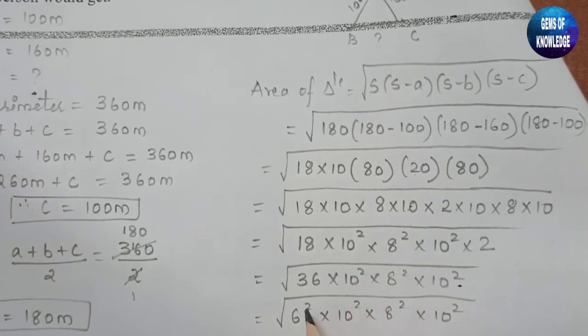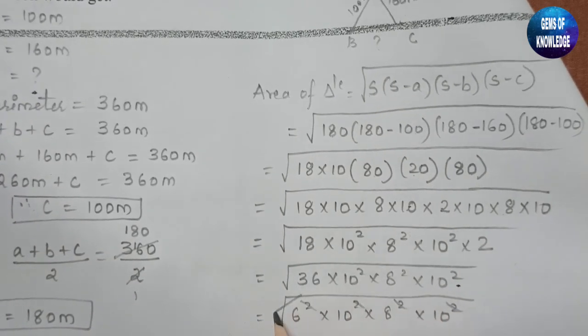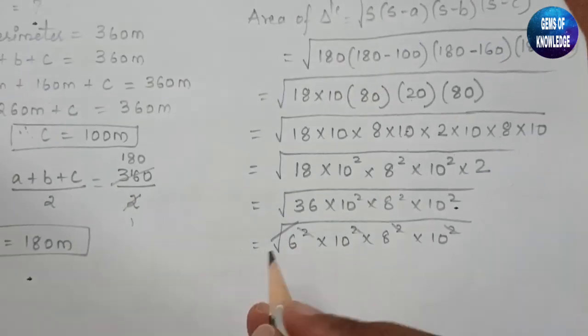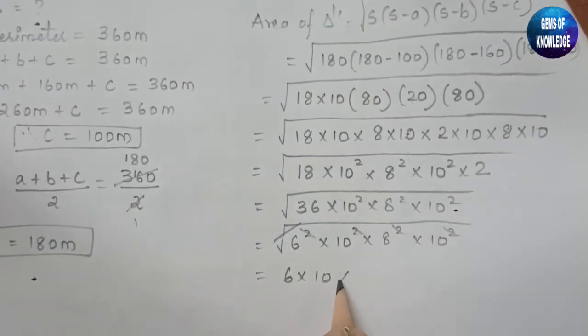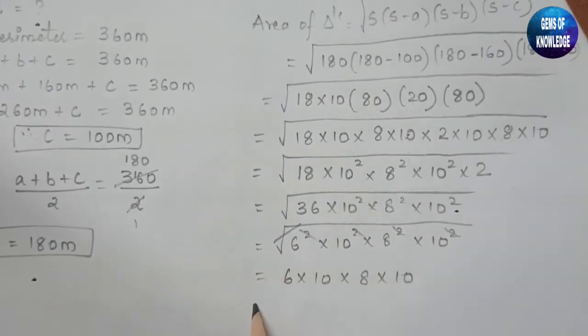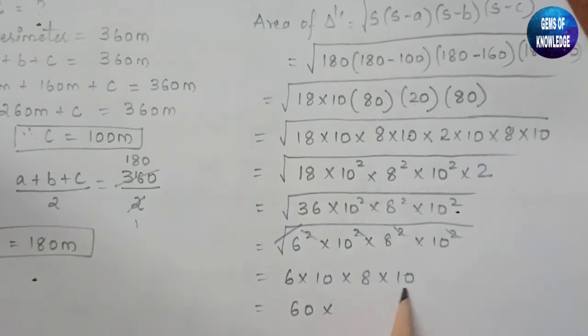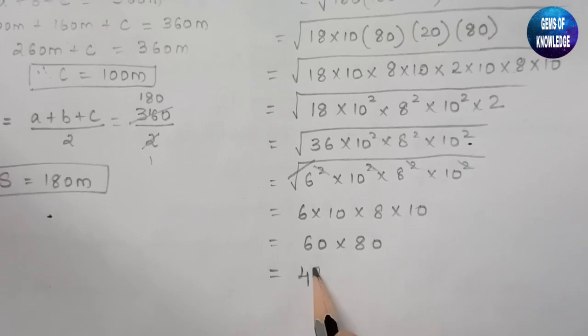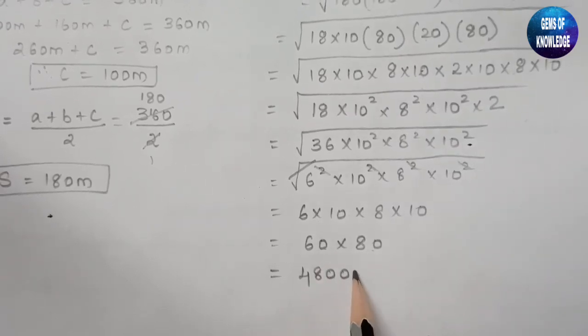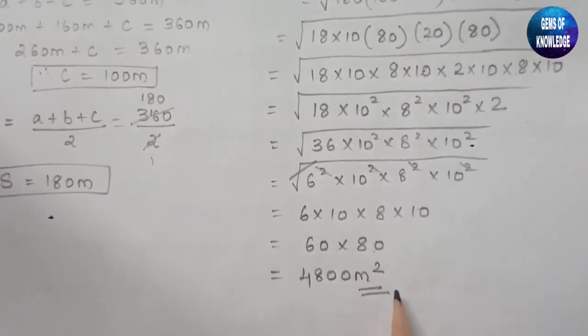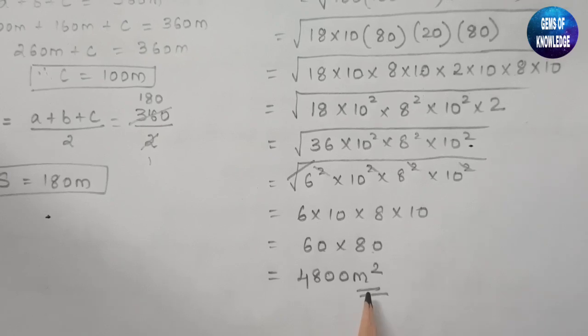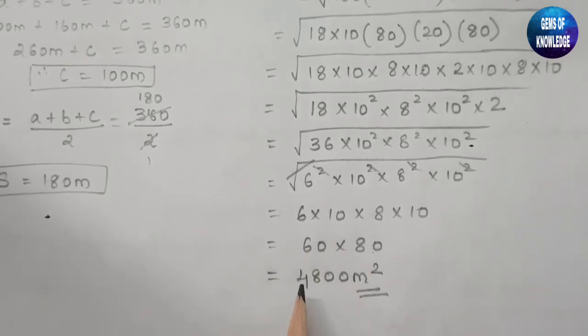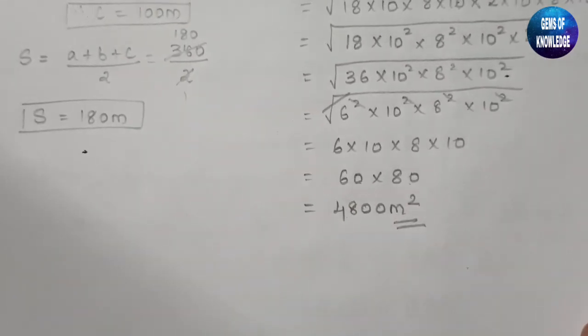So all these are squares and the root is cancelled. What is remaining with us is 6 into 10 into 8 into 10. So 6 tens are 60 into 8 tens are 80. We are getting 6 eights are 48, and the two zeros will be as it is. This is in meter square. So this much is the area of the land, and it has to be divided by 3.